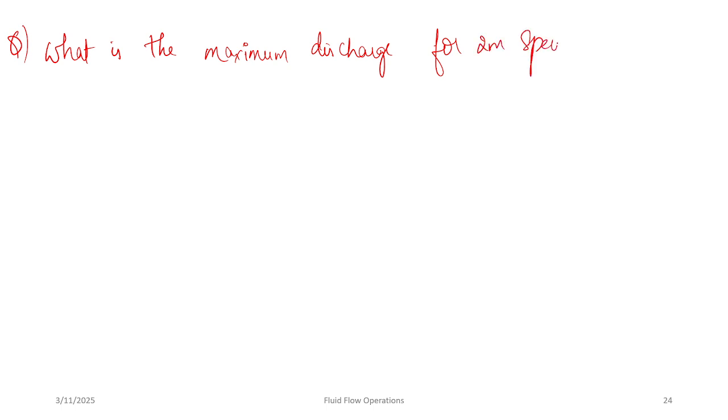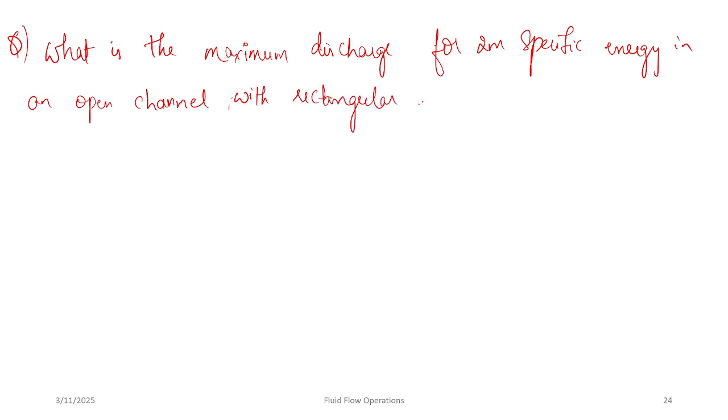So let's try to solve a problem. What is the maximum discharge for 2 meter specific energy in an open channel with rectangular section of 5 meters wide. Okay. So we already know that maximum discharge will occur at critical points.